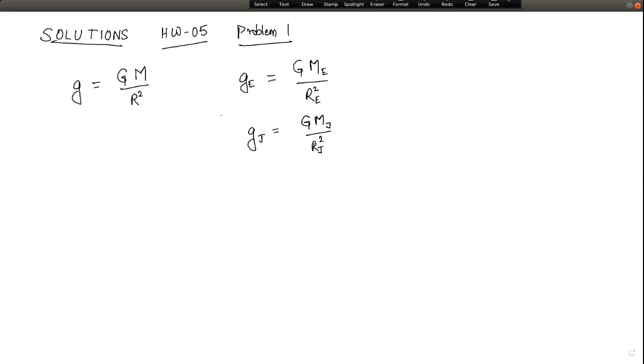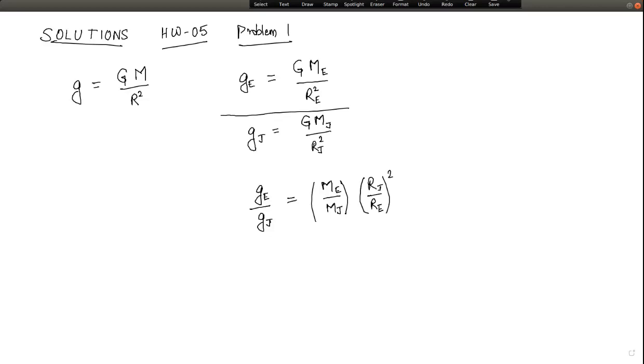If we divide the two equations, we get the acceleration due to gravity on Earth over the acceleration due to gravity on Jupiter is equal to, G cancels out, mass of Earth over mass of Jupiter times the radius of Jupiter, which goes in the numerator because it's the ratio of inverse quantities, they swap their positions. So radius of Jupiter over radius of Earth squared.